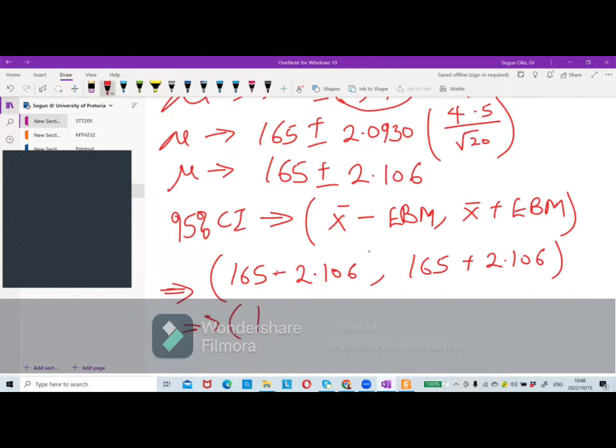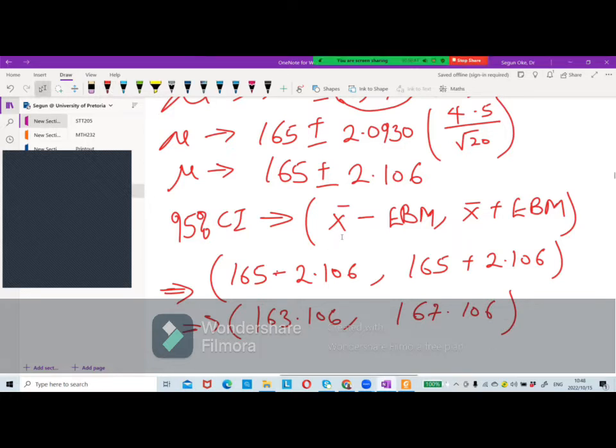163.106 or 167. Are you sure of what you are calling for us? Yes, sir. Be careful. 163.106. Okay. Then 167.106. So that is the interval we are talking about.